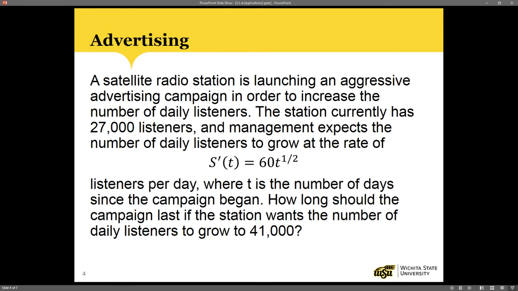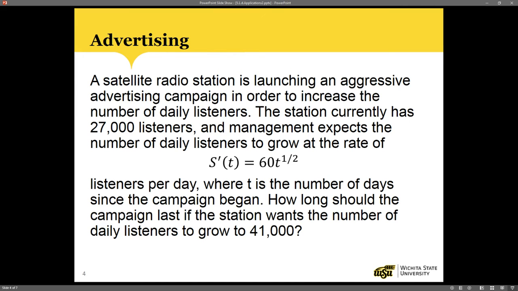A satellite radio station is launching an aggressive advertising campaign in order to increase the number of daily listeners. The station currently has 27,000 listeners, and management expects the number of daily listeners to grow at the following rate. Rate should indicate to you rate of change, or derivative, and so the function is given as a derivative. S prime is 60 times the square root of t, to the 1/2 power as a rational exponent. And S is the number of listeners per day, and t is the number of days since the campaign began. How long should the campaign last if the station wants the number of daily listeners to grow to 41,000?